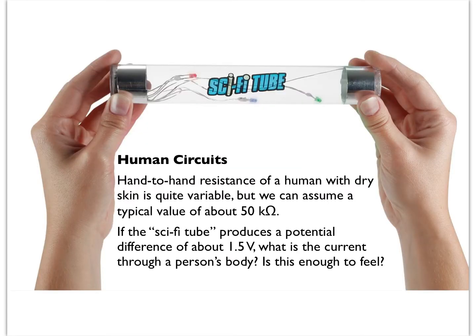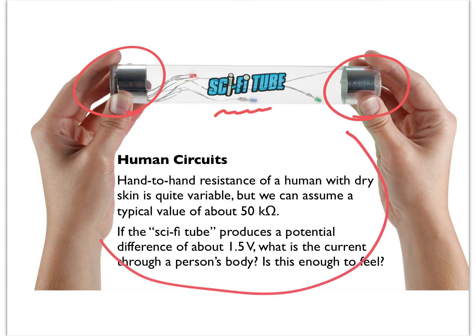So let's look at some practical problems we're going to consider in class. The first one deals with this thing called the SciFi Tube. The SciFi Tube, if you hold both ends, passes a current through your body, and it detects that current is being passed. As a consequence, it makes sound and light. We'll see that tomorrow. I'm passing a current through a person's body. That sounds possibly dangerous, but let's look at how much current it passes through a person's body.